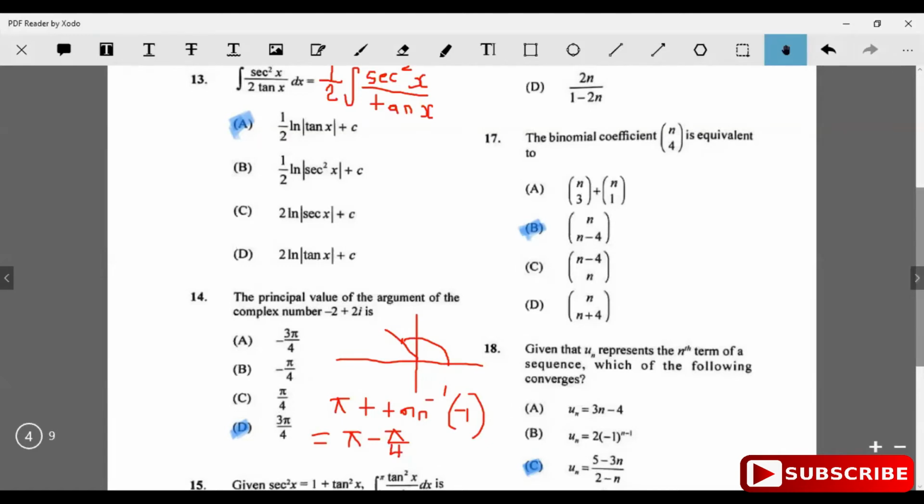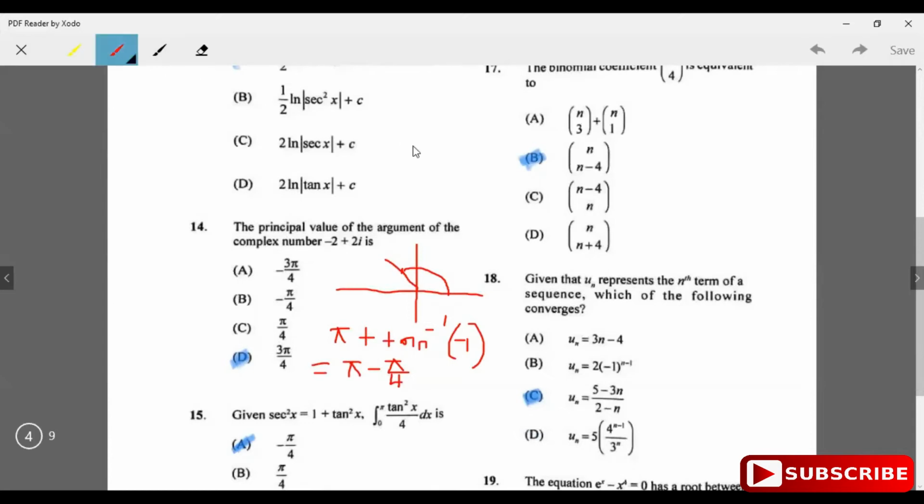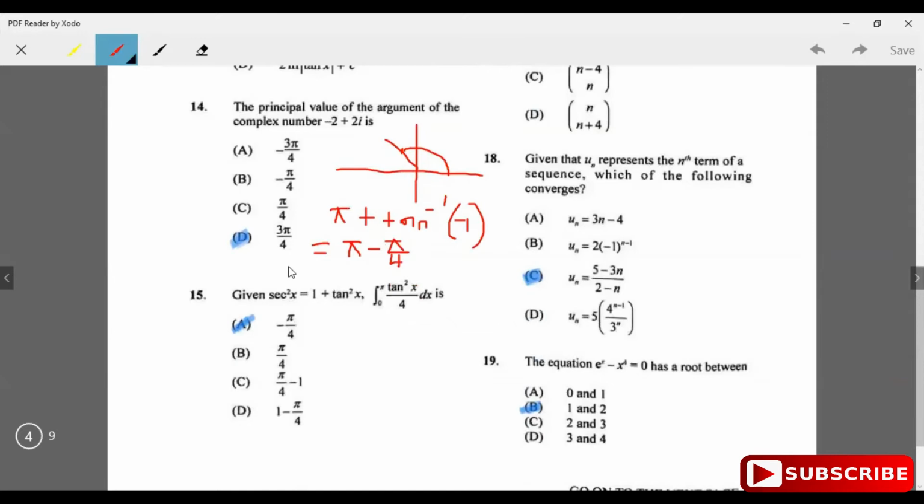Easy question. Question 15 is asking us, given sec squared x is equal to 1 plus tan squared x, find the integral of tan squared x over 4. So we have to rewrite to make tan squared the subject and realize that tan squared is equal to sec squared x minus 1. That's what we're integrating now.